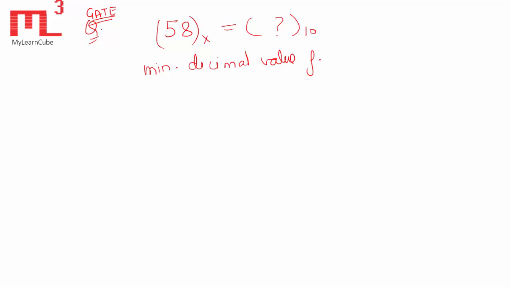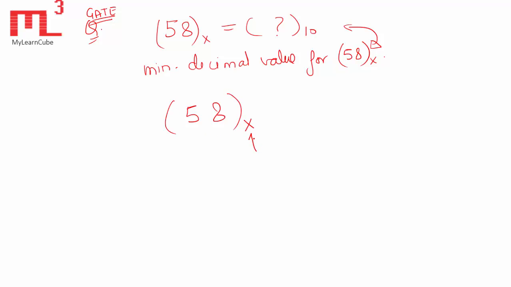So the question is, you have 58 base x and you want to represent the minimum possible decimal value for 58 base x. This is the question. So this is a very good question actually. You have 58 base x.